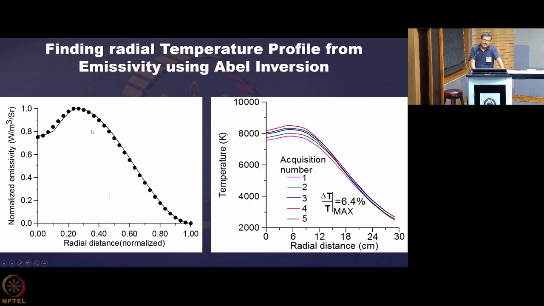And when you know the emissivity of a particular radius, from that you can use the Boltzmann plot technique and you can find out the temperature. So Abel inversion essentially tells you that when there is a thick plasma and you are collecting the integrated intensity, and you are interested in knowing the radiation from a particular radial location, then you need to invert that integral and you find out the emission from particular radial distances, and from that you determine the temperature.